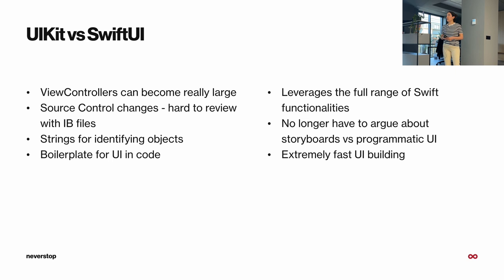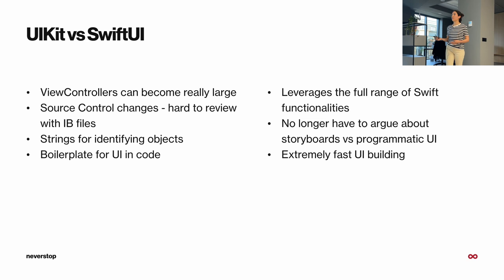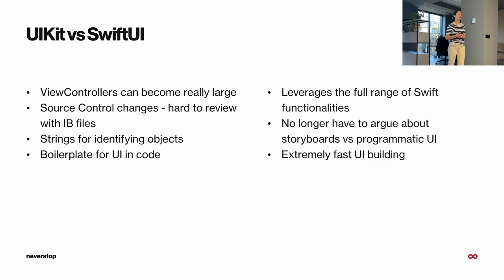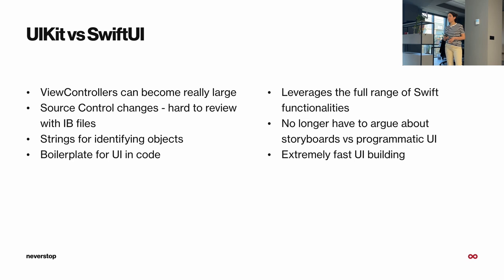Since we've talked about UIKit and now about SwiftUI, regarding the battle of these two, these are some things that are worth mentioning. UIKit's view controllers can become quite large through the project's life and therefore are very difficult to maintain. The source control changes are hard to review with the Interface Builder files, and also these IB files don't really know much about our code, with the exception of IBOutlet and IBAction. Also, another setback was that we had to use strings to identify objects.